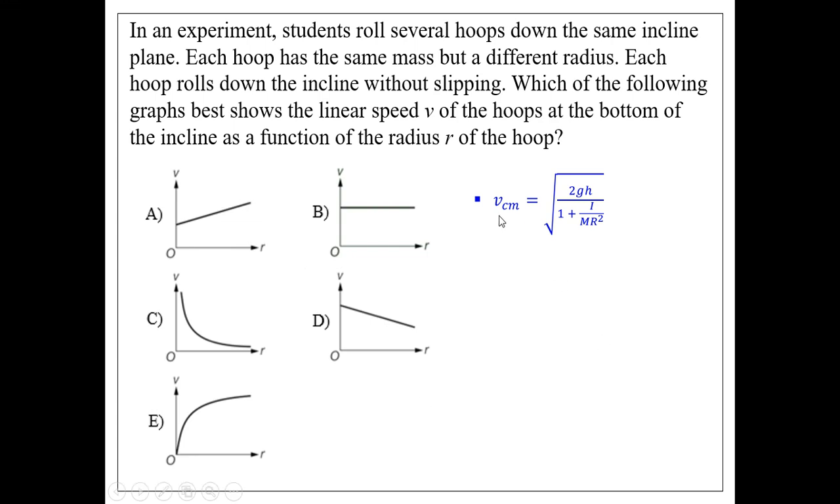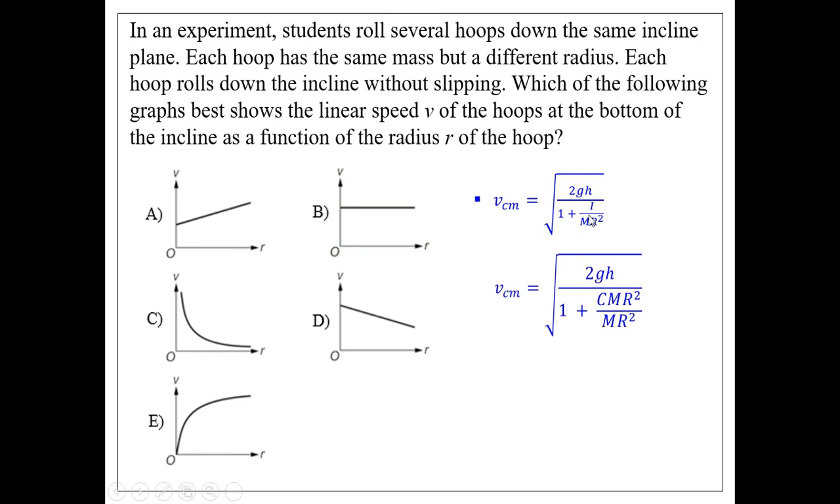Sometimes you might run into this particular function, which can be derived from using conservation of energy. Well, there's a 2gh over 1 plus I over mr squared. This is commonly floating out there. So as long as you know where to get it or how to derive it, good for you. If you don't, again, it just comes from setting up conservation of energy.